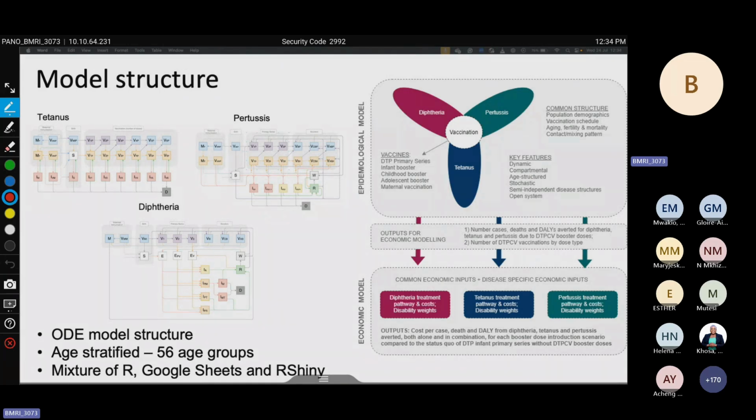The pretty colors, yeah, sure. It's just different stages of infection. So in the top here, let me show you. So this would be, yeah, this is pertussis.